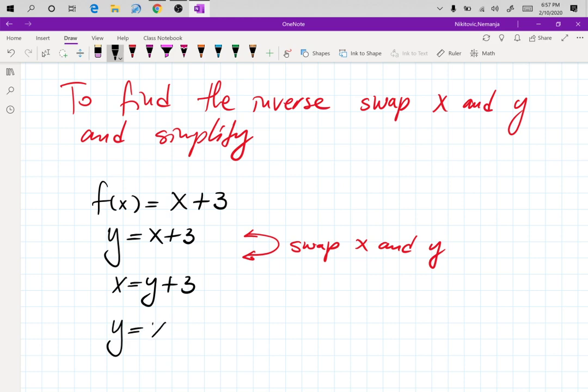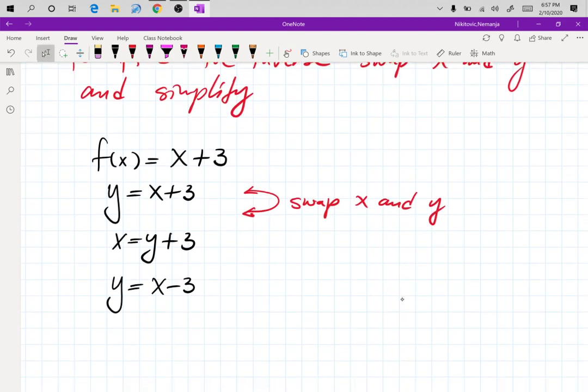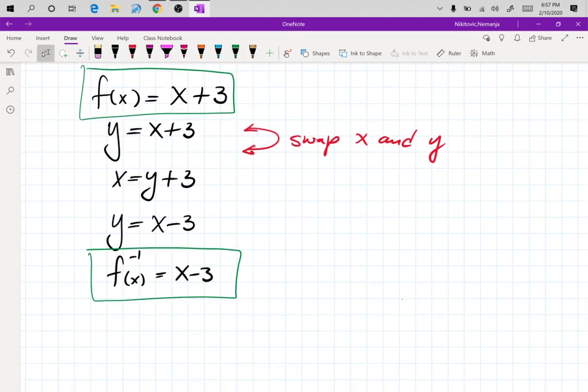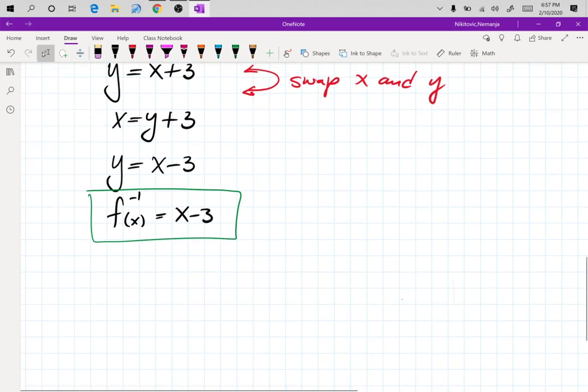So y equals x minus 3, right? When you take this, move it to the other side. And now you can just write it as the inverse: x minus 3. And there's your function. There's your inverse that will undo the function. Let's take a look at this graphically to make sure that you are, in fact, swapping x's for y's.